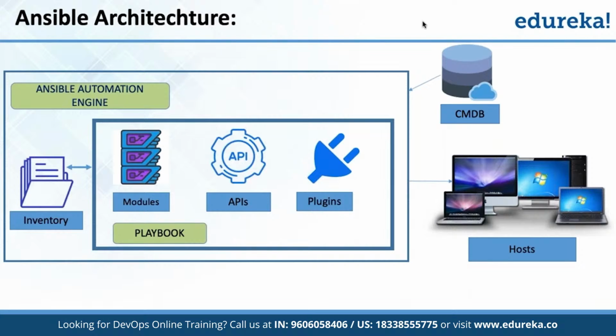Let's say you want to integrate Ansible with Jenkins, another CI tool. So you've got a plugin for it. You want to integrate Ansible with Bamboo. You have a plugin for it. So Ansible has got different plugins available for different requirements. Let's say you want to use Ansible with Azure. Okay, then you have a plugin for that. So they have different plugins available for different scenarios.